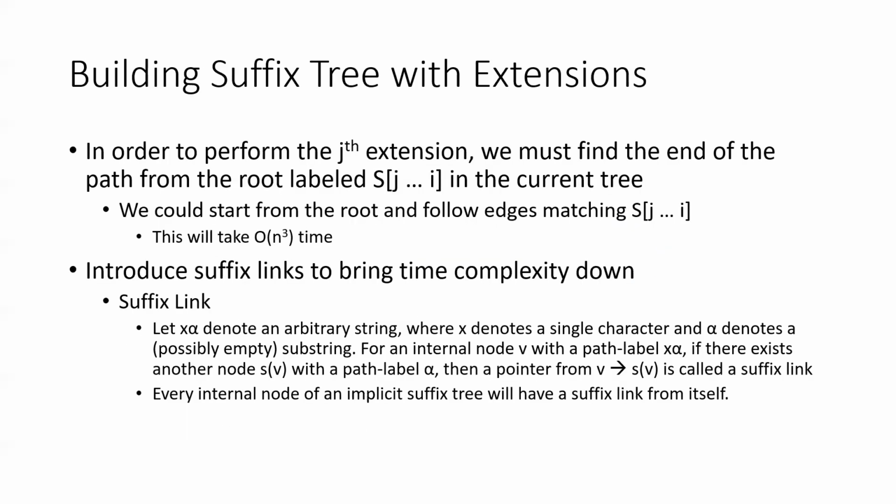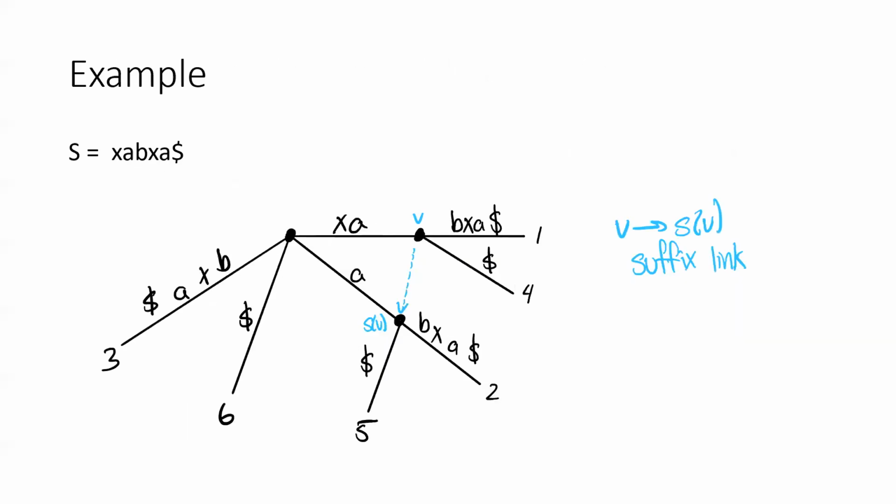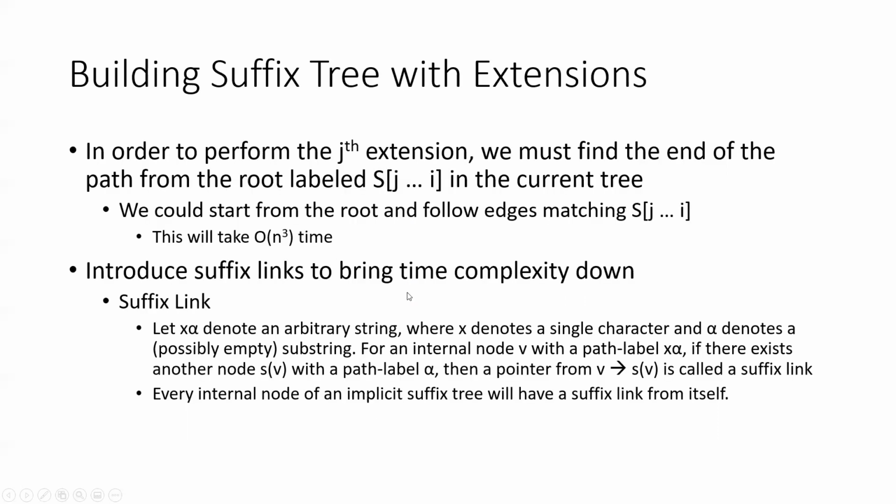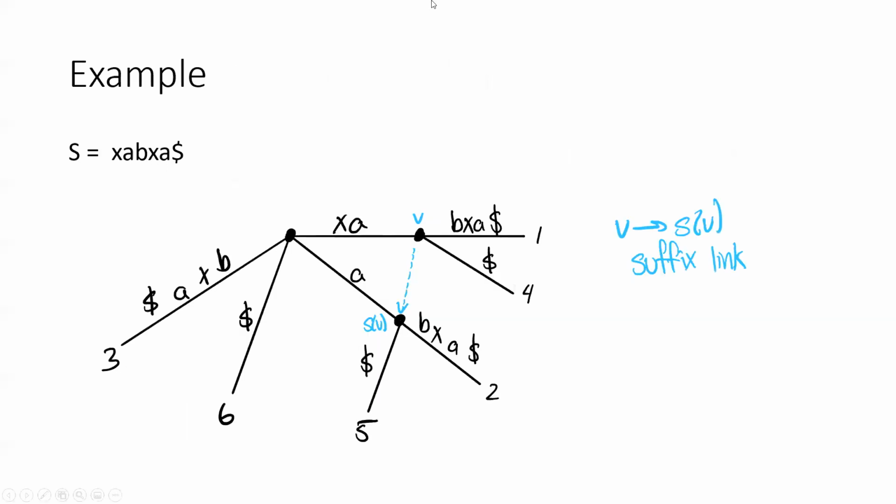So here we have an example of a suffix link. Here we have X and our alpha. Again, what does the suffix link say? From an internal node V with path label X alpha, there exists another node whose path label is alpha. And we can see that the path label of this node is exactly alpha. So then we can draw a suffix link from this internal node V to this internal node, which we're going to call S of V, and that's how a suffix link is determined.